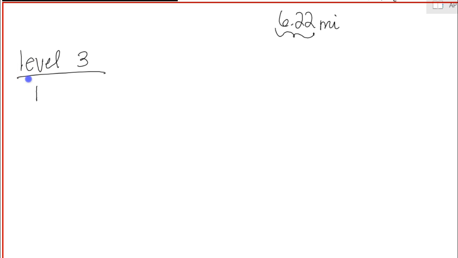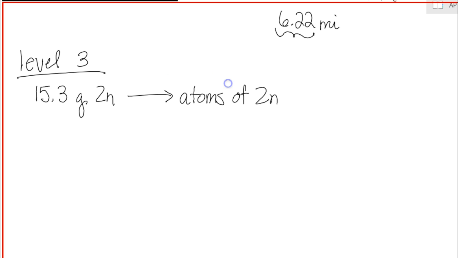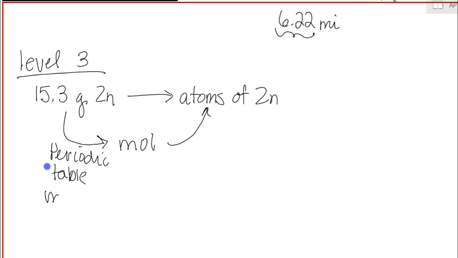So let's say I have 15.3 grams of zinc. I don't know why I have it, but I do. 15.3 grams of zinc. I want to know how many atoms of zinc that is. The conversion factor I'm going to have to do, I'm going to have to go from grams to moles to atoms. Okay? Now the grams to mole conversion is straight off the periodic table. It's called the molar mass.